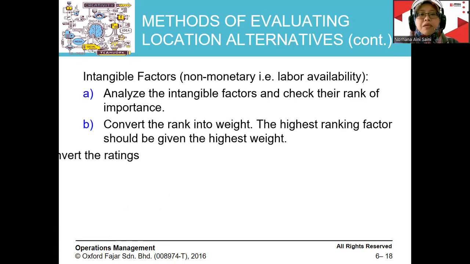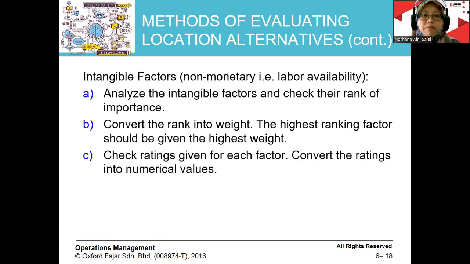Another one is intangible factors. Intangible factors mean that we can measure them using non-monetary terms. For example, labor availability. Labor we can measure: how many laborers do we want? For example, we approximate around 10. So 10 we can calculate, so that becomes tangible. But if that 10 is available, we never know, so that is considered under intangible factors. This is the way you use intangible factors. First, you need to analyze the intangible factors. Second, you need to convert the rank into weight.